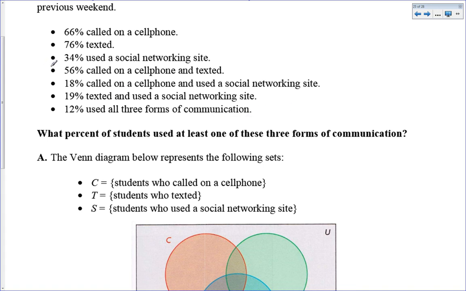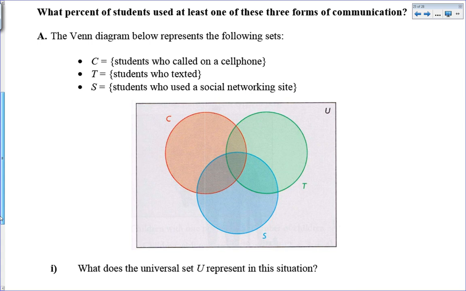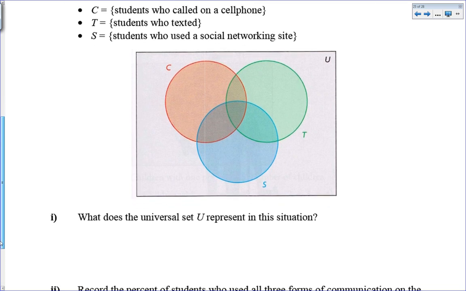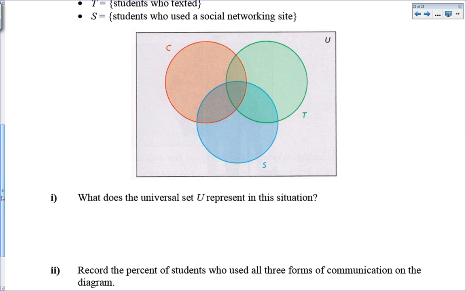So these 3 in here, it's important to note that these don't exclude the third one. Okay? So for each of those 3, when we put them in, we're going to have to take off the middle amount. So here's a Venn diagram, and we're just going to answer questions about it. So what does the universal set U represent in this situation? The universal set U is all the students surveyed. So the grade 12 students surveyed.